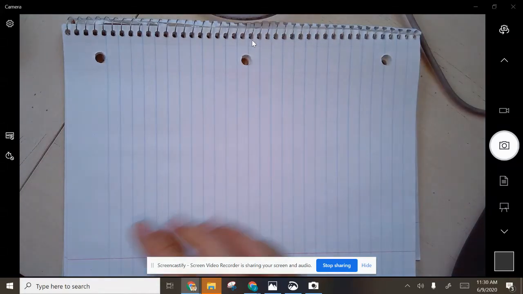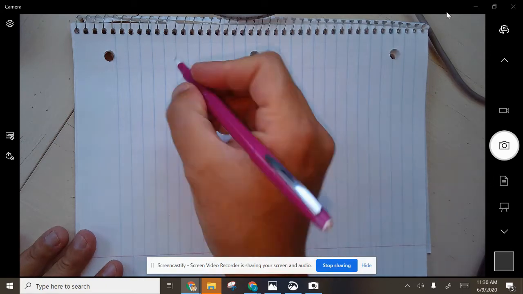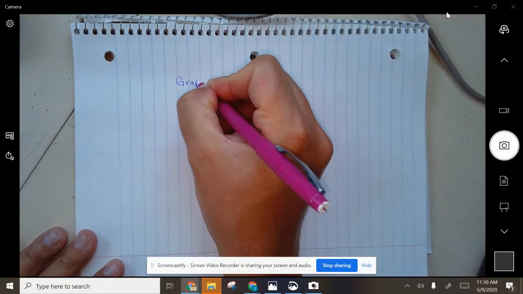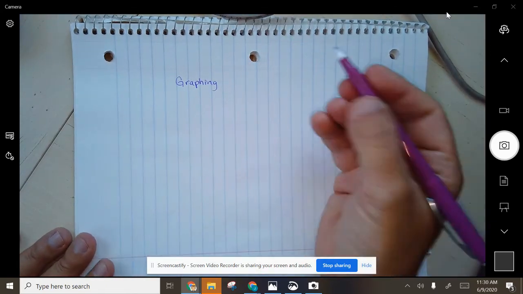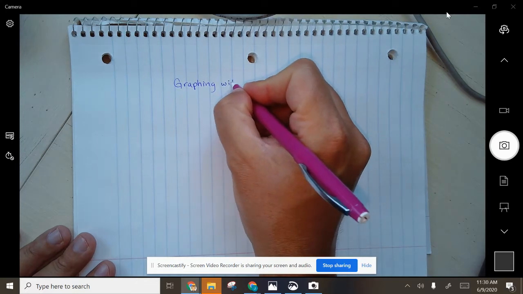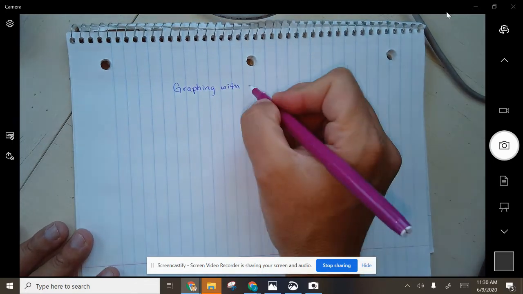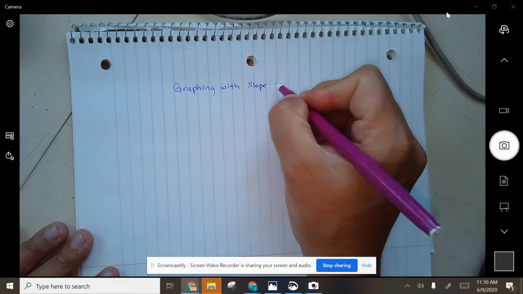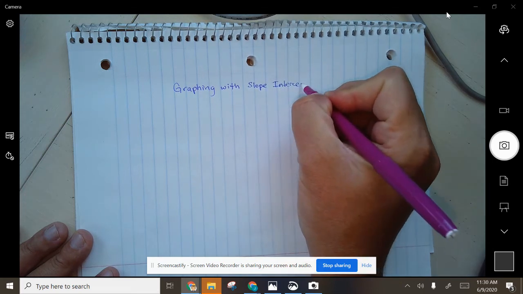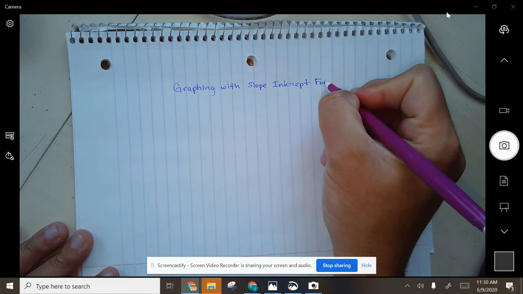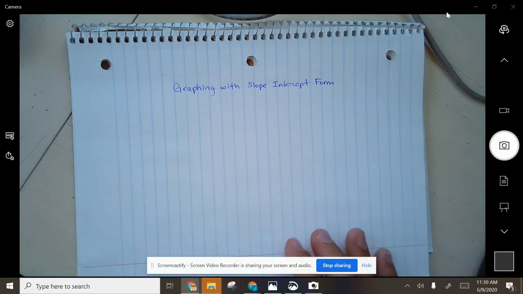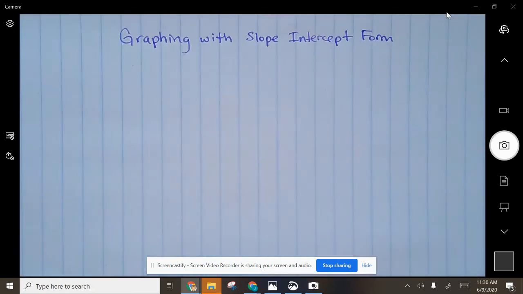All right, guys, so I have my notebook here. I want you to have your own notebook for this activity, and I want you to be taking notes on what I'm going to be doing, graphing with slope-intercept form. Go ahead and write this down. I'm going to check that you have this done. Intercept form, okay? And I will zoom in a little bit.